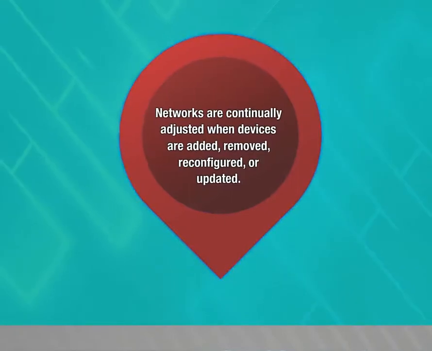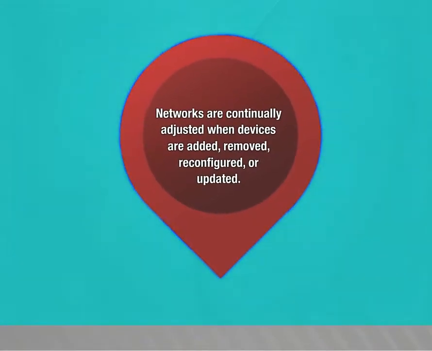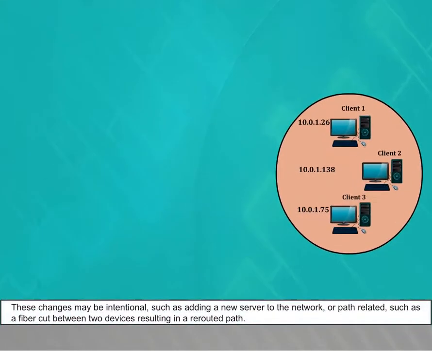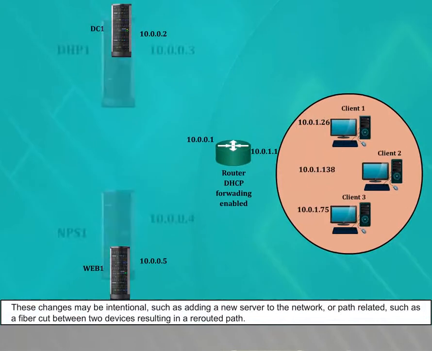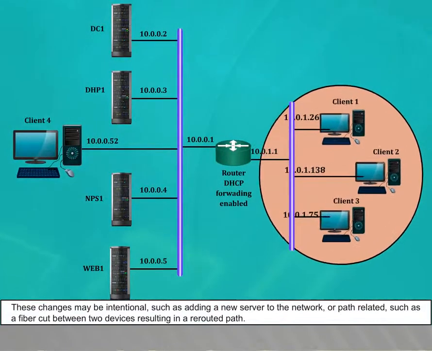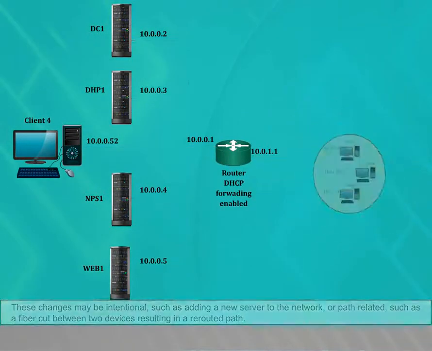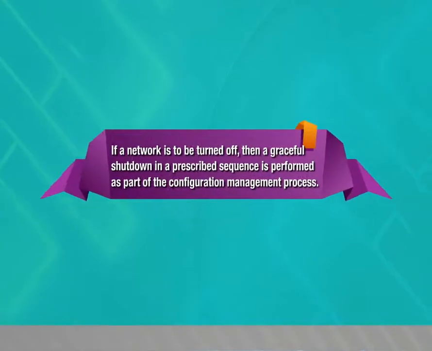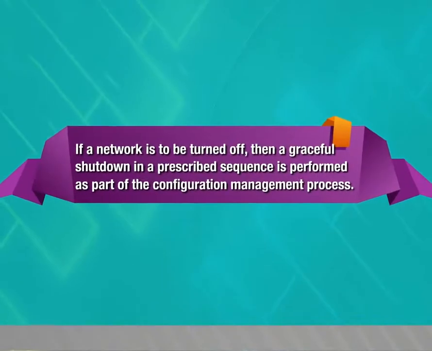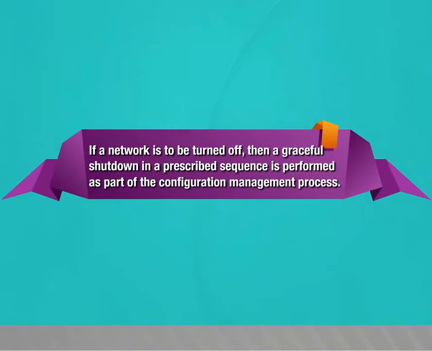Networks are continually adjusted when devices are added, removed, reconfigured, or updated. These changes may be intentional, such as adding a new server to the network, or path-related, such as a fiber cut between 2 devices, resulting in a rerouted path. If a network is to be turned off, then a graceful shutdown in a prescribed sequence is performed as part of the configuration management process.